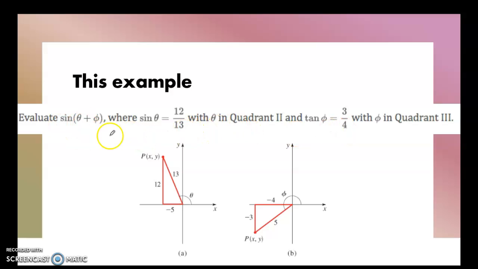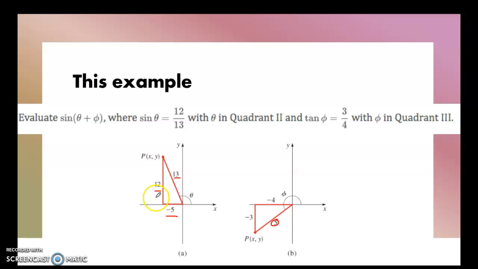So we're going to evaluate this, and I'm just going to draw these triangles in. If sine is 12 over 13 and it's in quadrant 2, there's 12, there's 13. We use the Pythagorean theorem to get the third side, which would be -5 in this case, because the x values in the second quadrant are negative. Here is phi, and our tangent is -3 over -4 because it's in the third quadrant, and then we use the Pythagorean theorem. We get the hypotenuse is 5.